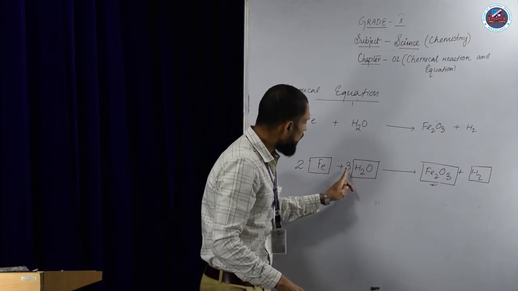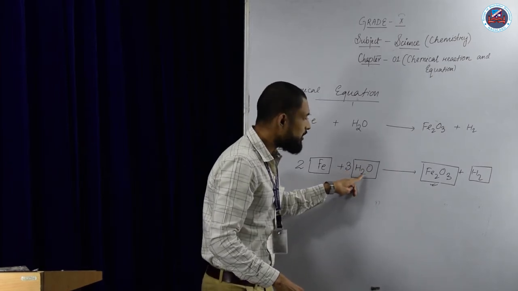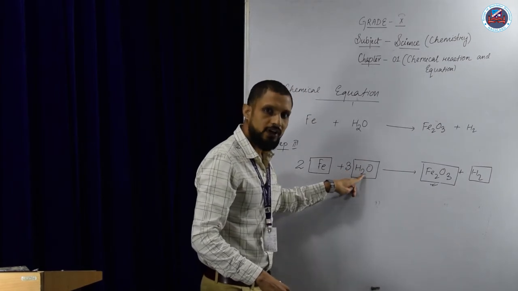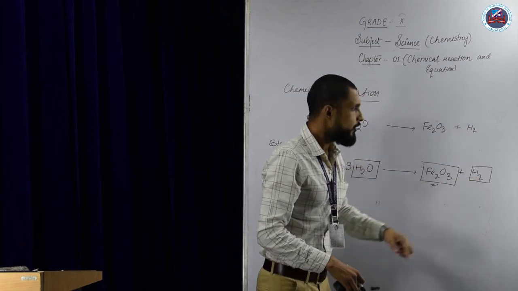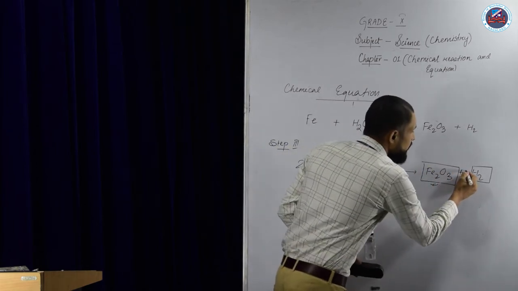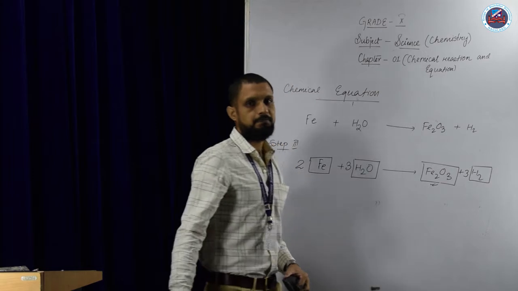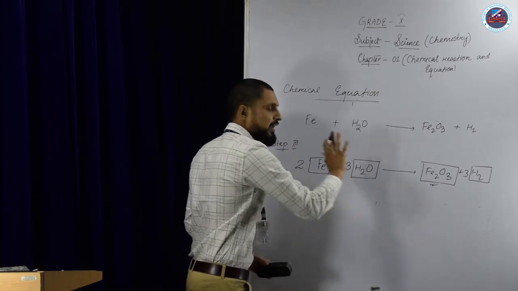Now hydrogen, you have 3 multiplied by 2, that is equal to 6, whereas on the product side you have only 2. So what you'll do, you'll multiply this by 3. So this is the balanced equation.